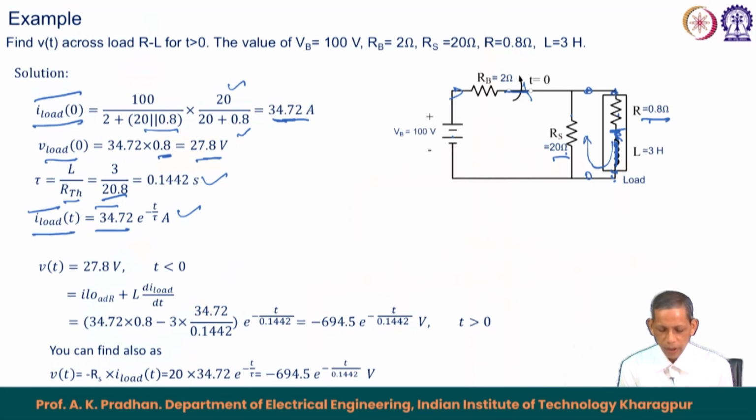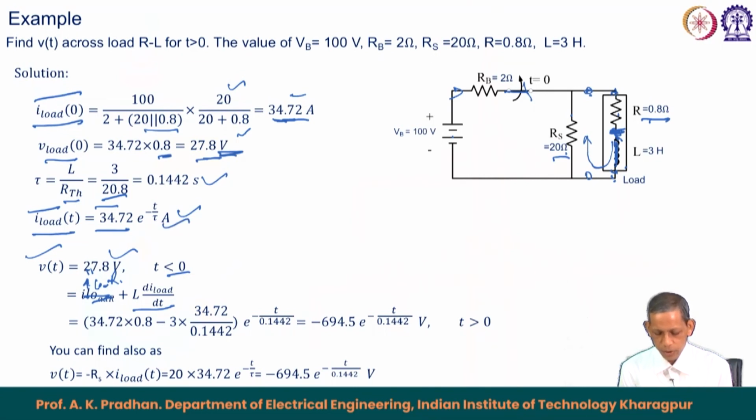Now, from there we will find V t, because our target is to find V t. V t is 27.8 for t up to 0, which we have already found from this relation. Then the other one we find is V t equals I load into R plus L d I by dt. So, we write it like this, and the current expression we already know.